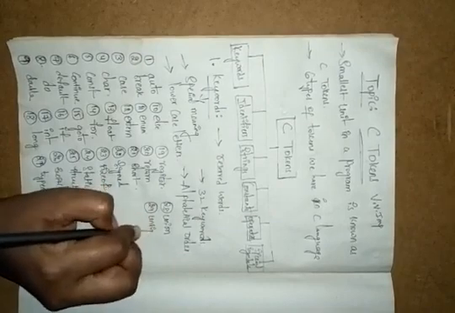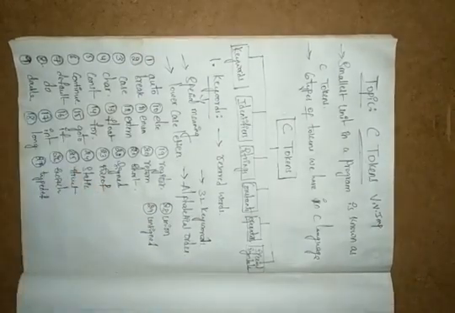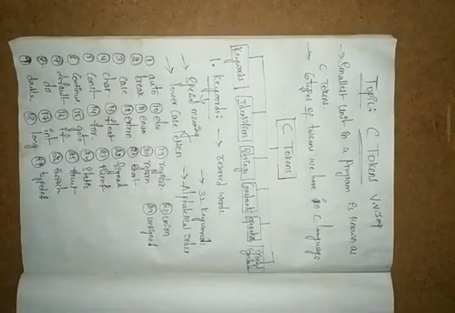Next we have unsigned. Signed means it may be both negative or positive. Unsigned means it takes only positive values. It cannot take any negative values.